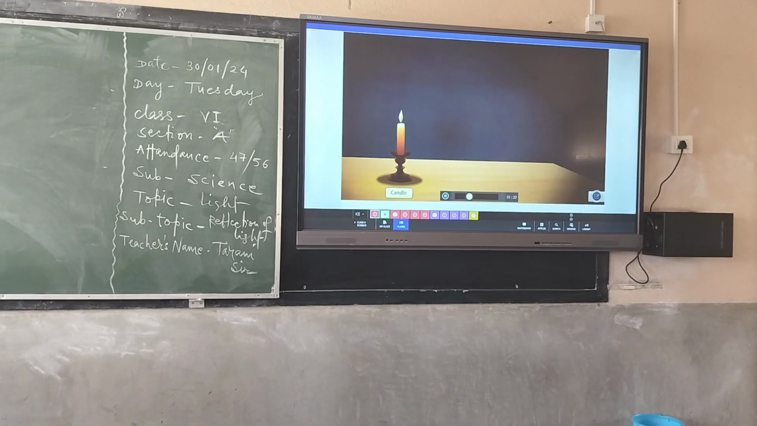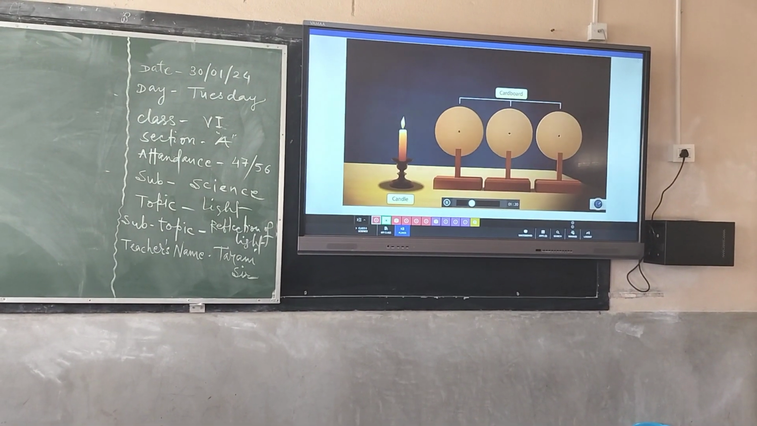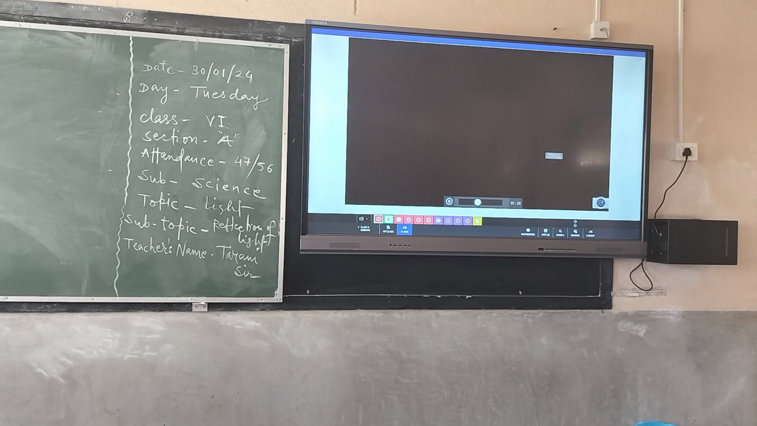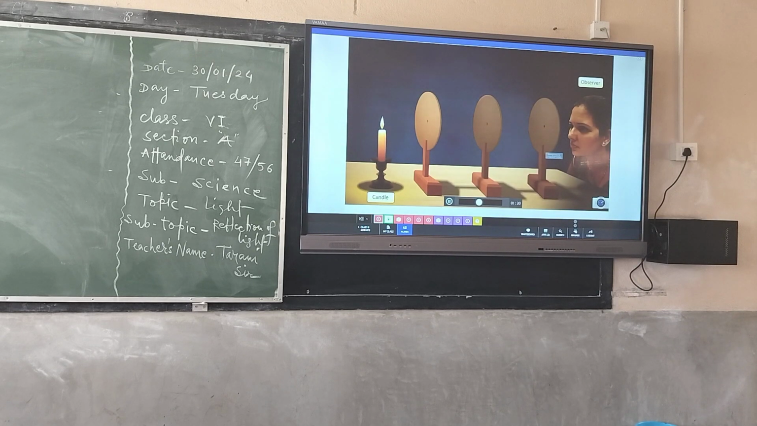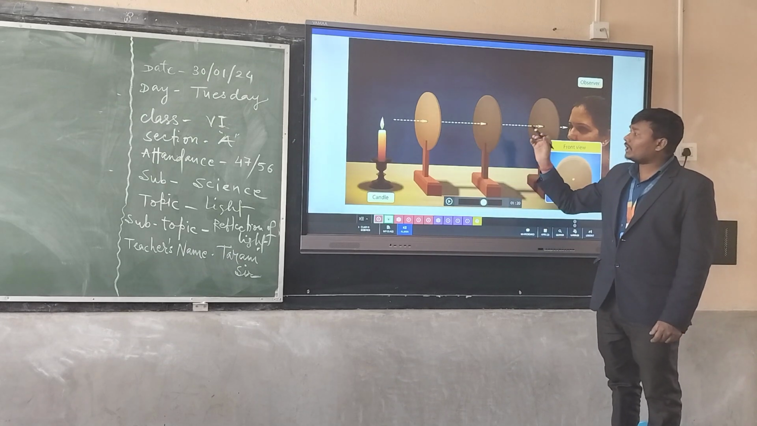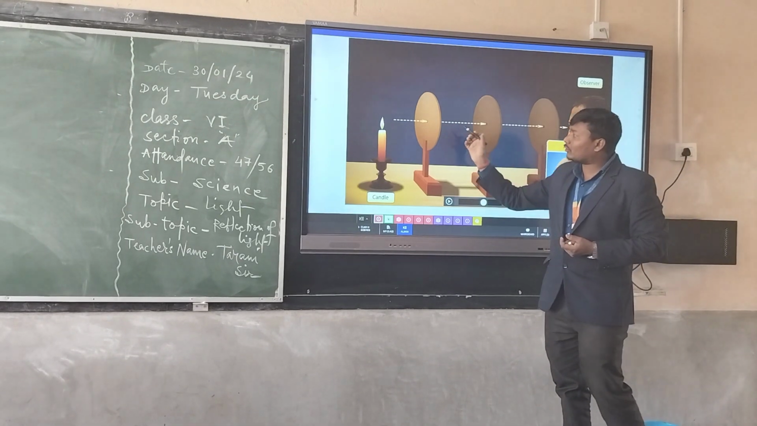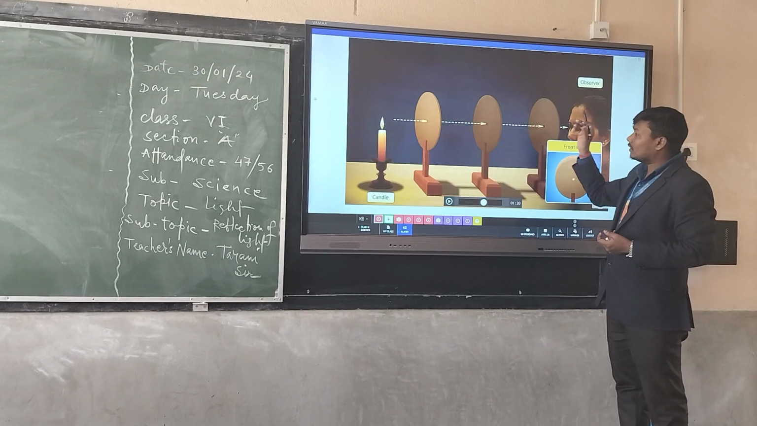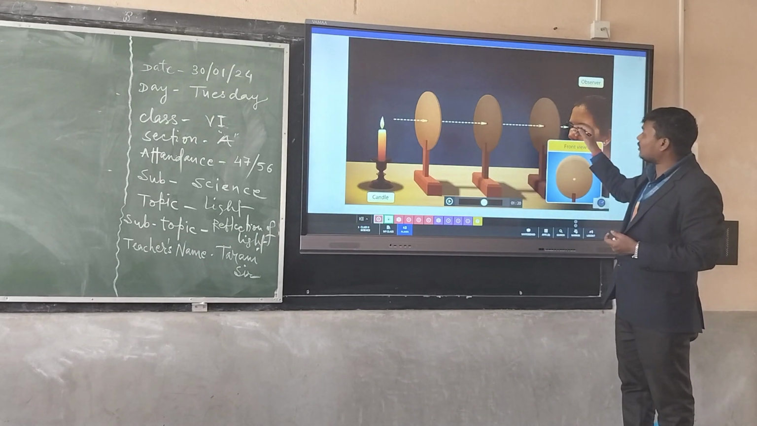Let's use this beautiful candle. Now take 3 cardboards of the same size with a pinhole made in the center of all the cardboards. Now place these cardboards in a straight line in front of the candle and look at the candle from the other side of the cardboards. If all the holes at the center of the cardboards are made at the same height, are we able to see the flame of the candle from this end or not?